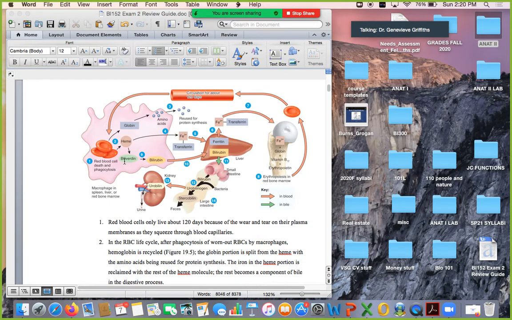And this happens by way of a macrophage, a specialty type of cell that's found in the spleen, the liver, or the red bone marrow, where it's going to break down these red blood cells. That's going to cause the release of molecules like globin, which is a protein, broken down into its amino acids, which get recycled for protein synthesis. And then heme, which gets broken down into biliverdin, which gets broken down into bilirubin and processed by the liver through the small intestines and excreted.